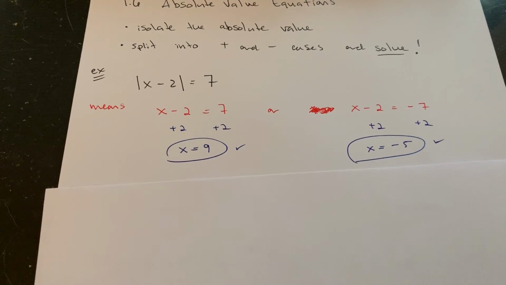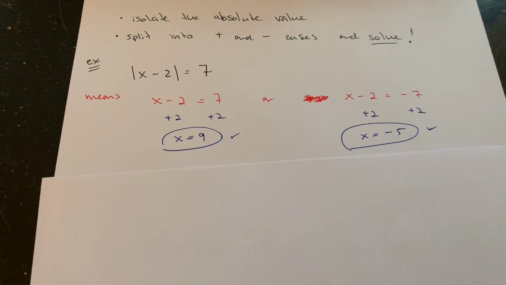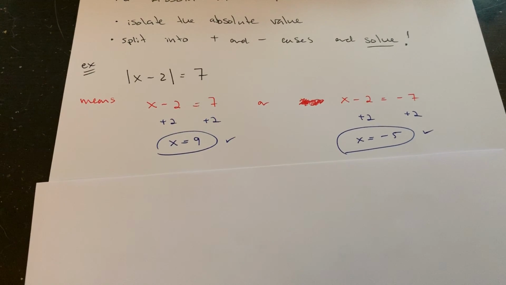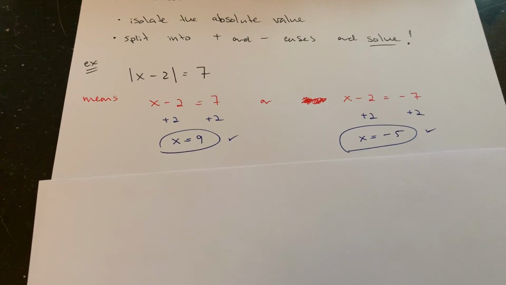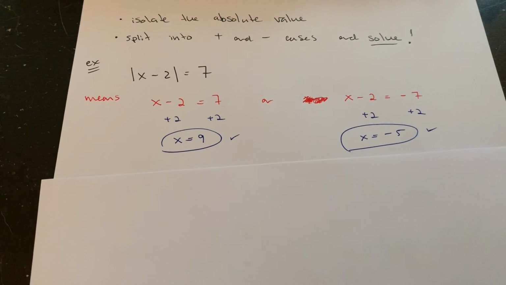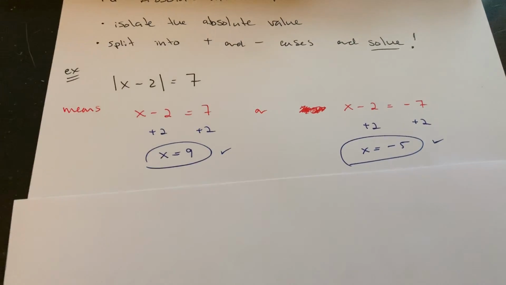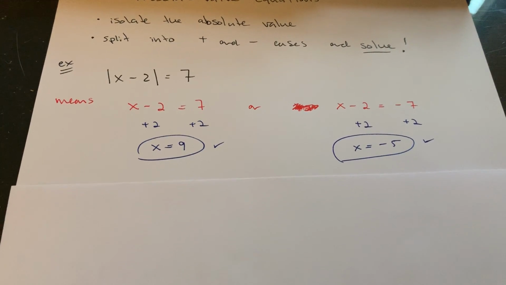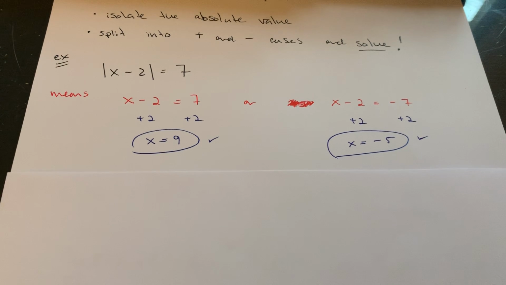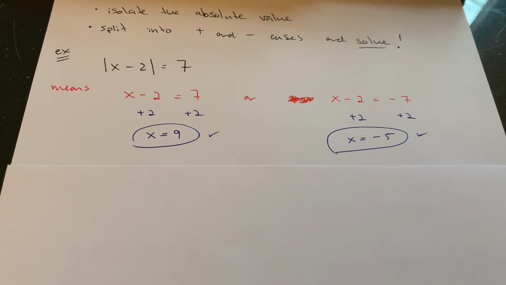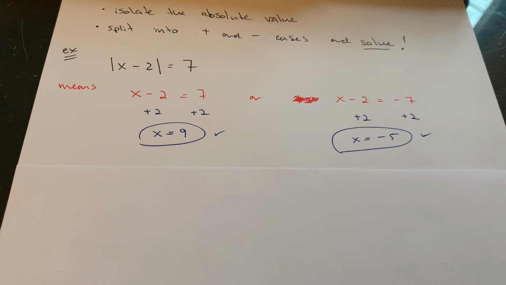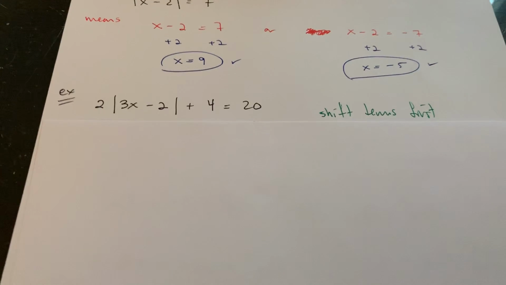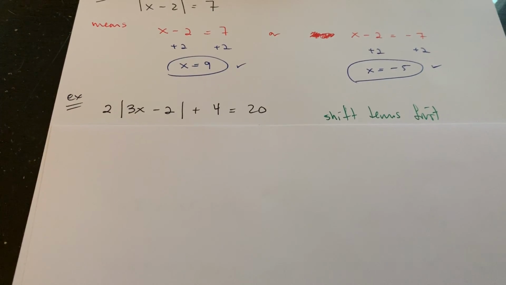If you do a quick mental check with either of those values, 9 minus 2 is 7. Absolute value of 7 is 7. Negative 5 minus 2 is negative 7. But then with the absolute value attached to it, it comes back to positive 7. So a pretty quick solution. We're able to get to our answers without too much fuss. It's just based on this one principal move of writing this as two separate equations, a positive and a negative version.